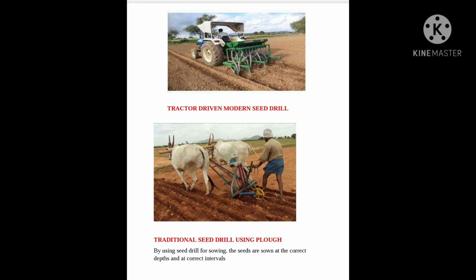So here the sowing of seed, the machine is used. And in the traditional method you can see here the bullocks are used. Okay, so the first one is less time consuming, and labor is also not needed. But in the lower picture below you can see where the traditional seed drill is used with a plow. Here it is time consuming and human labor is also needed.